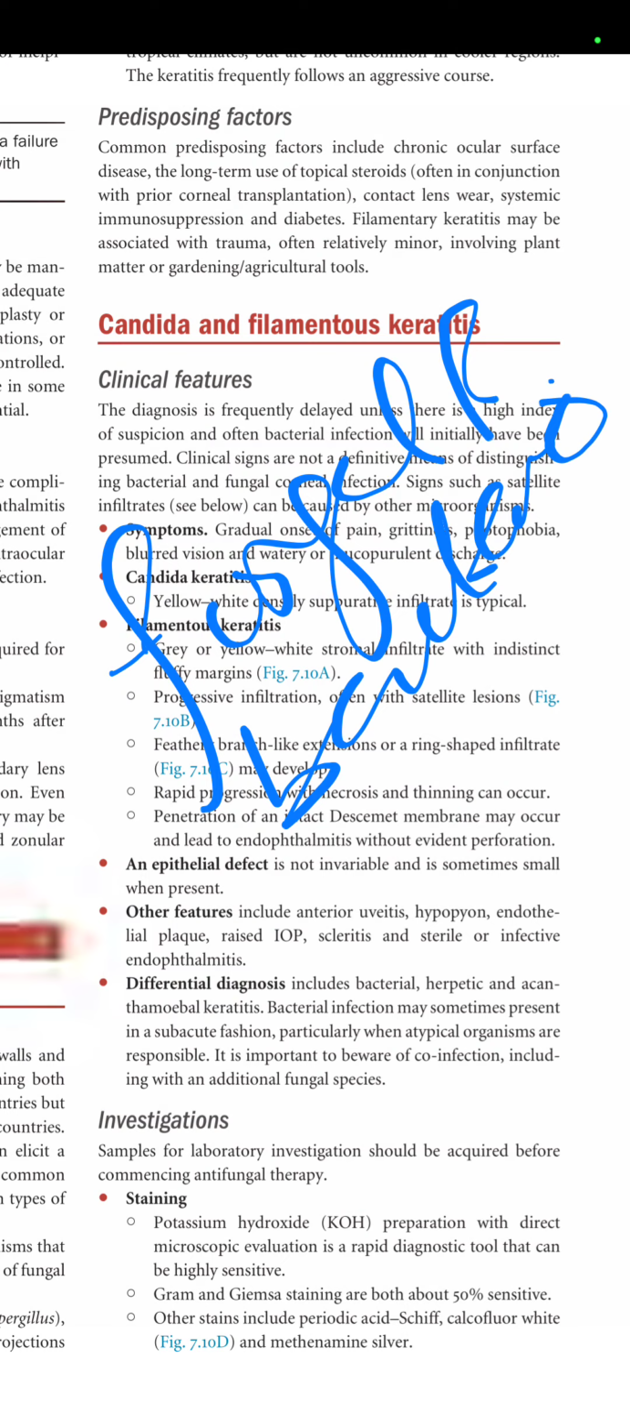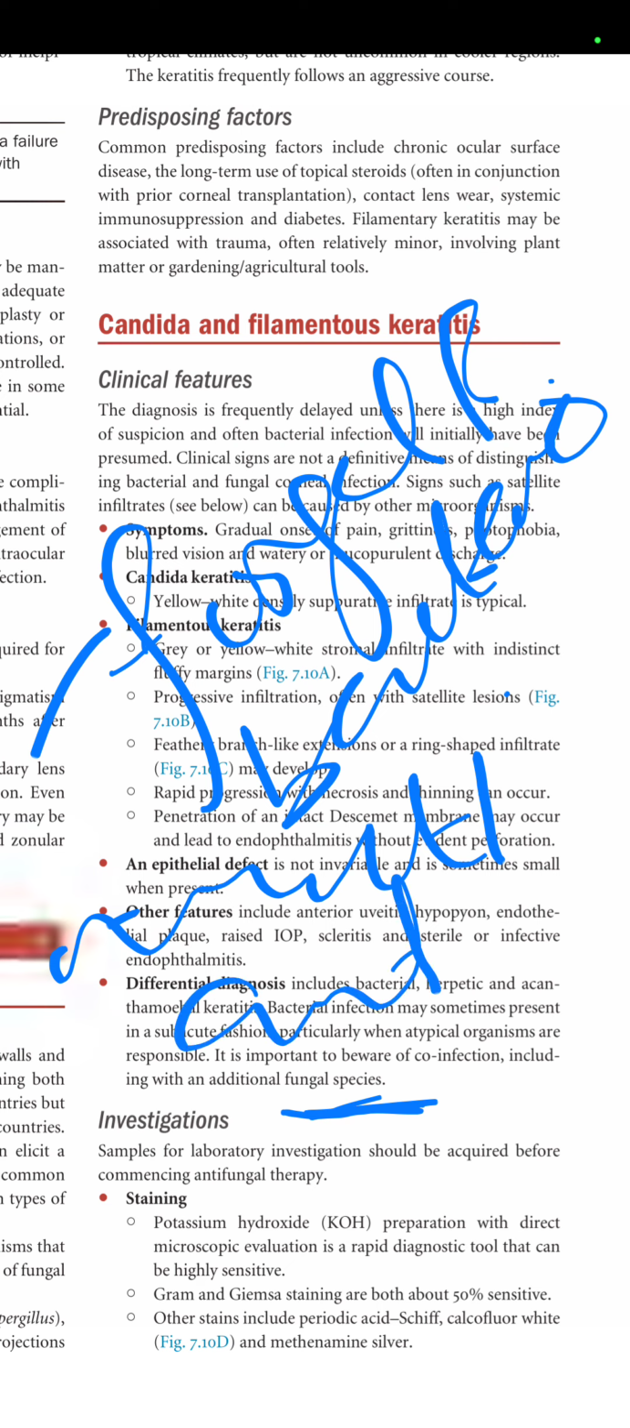particularly when atypical microorganisms are responsible. It is important to be aware of co-infection, including with an additional fungus species. So multiple fungi can be involved, or there can be fungal plus bacterial infection. So what are the investigations? A sample for laboratory investigation should be acquired before commencing antifungal therapy. So basically we have to get scrapings before we start antifungal therapy or any antibiotic.